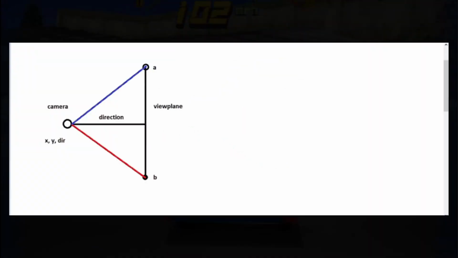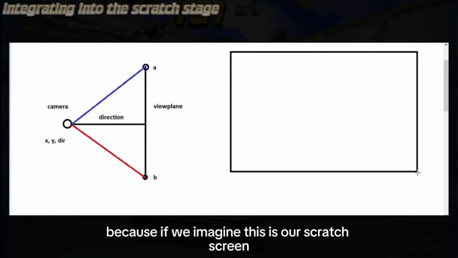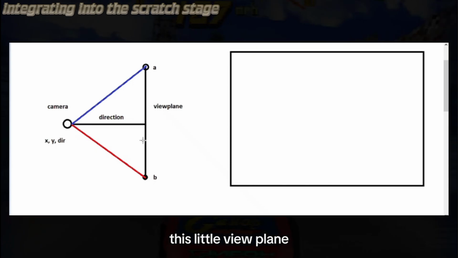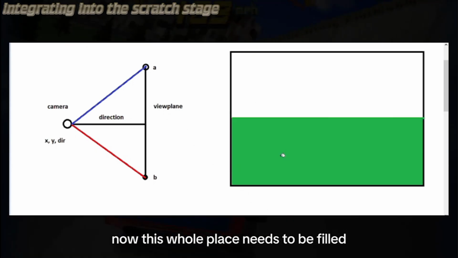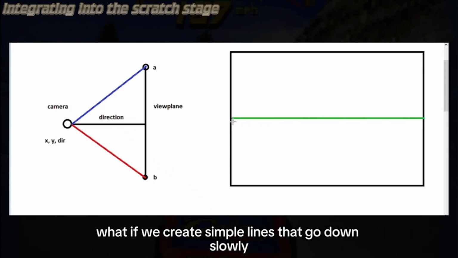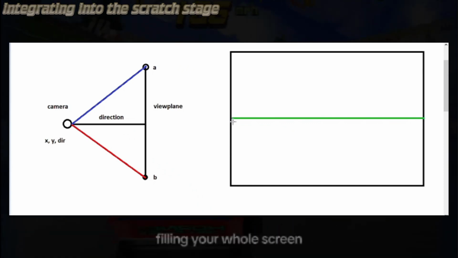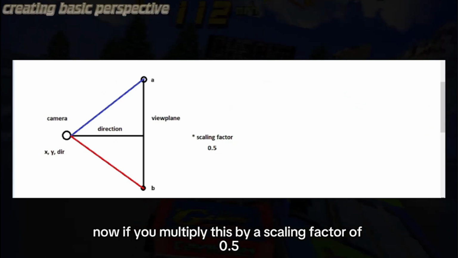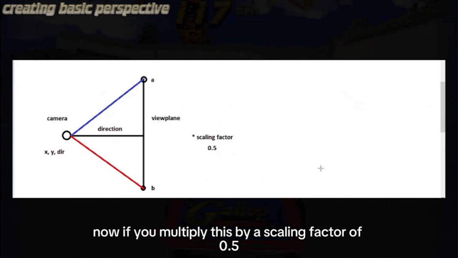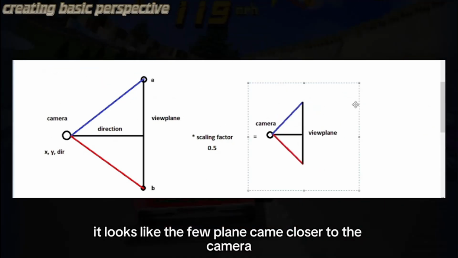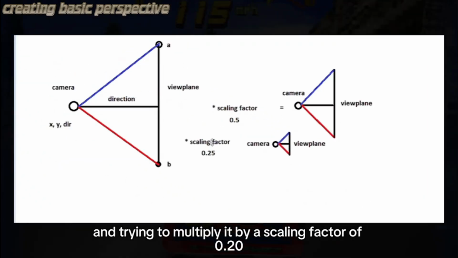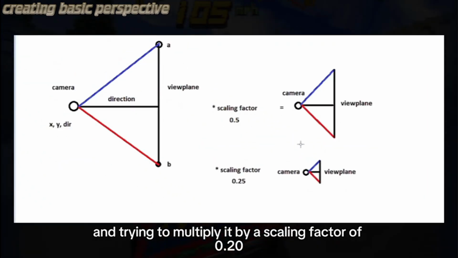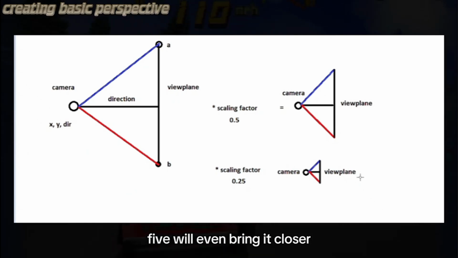Now this is really important because if we imagine this is our scratch screen, this little viewplane, let's see it as a line on the screen. Now, this whole place needs to be filled. What if we create simple lines that go down, slowly filling your whole screen? Now if you multiply this by a scaling factor of 0.5, it looks like the viewplane came closer to the camera, do you notice? And trying to multiply it by a scaling factor of 0.25 will even bring it closer.